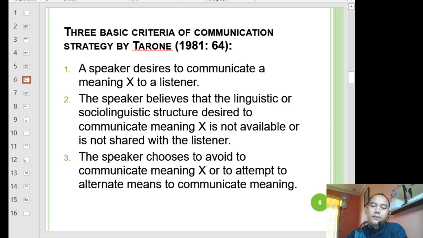Tarone 1981 proposes three basic criteria which characterize a communication strategy. First, a speaker desires to communicate a meaning X to a listener. Second, the speaker believes that the linguistic or sociolinguistic structure desired to communicate meaning X is not available or is not shared with the listener. And third, the speaker chooses to avoid communicating meaning X or to attempt alternate means to communicate meaning X.